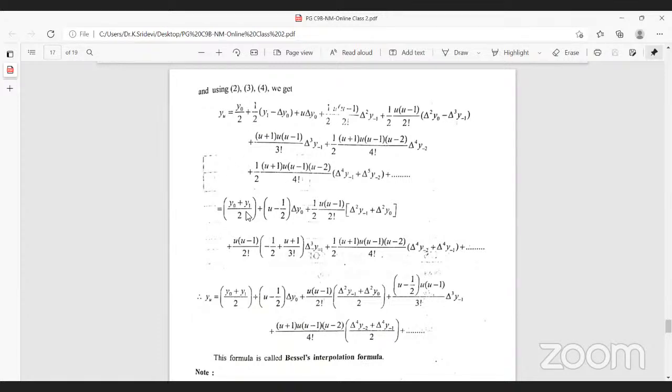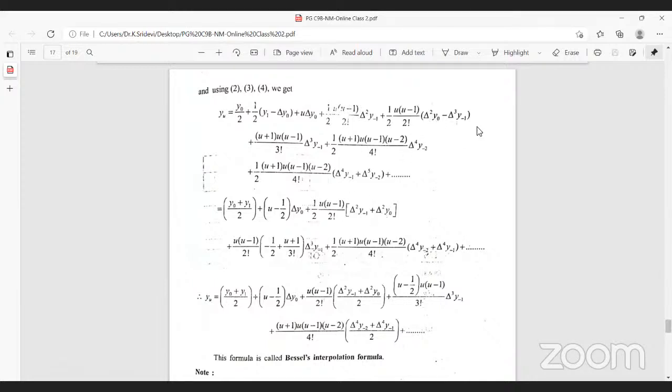So y0 plus y1 by 2. This one and this one can be written as y0 plus y1 by 2 plus, and then if you take delta y0 common from this term and this term, from this term u is there, from this term minus 1 by 2 is there. So u minus 1 by 2 into delta y0. So from these two terms, plus 1 by 2 u minus 1 by 2 factorial. If we take this common from this term and this term, you will get this one into delta square y minus 1, delta square y0.